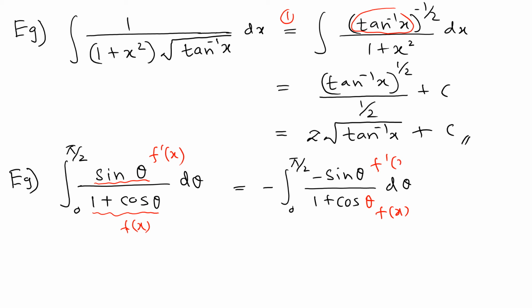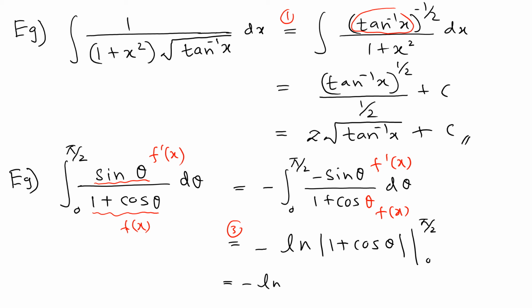So this is simply the third type, the log form, type 3. That means it is negative natural log of 1 plus cosine theta. If you are not sure, put the absolute value sign here. Then we evaluate at pi over 2 and 0.